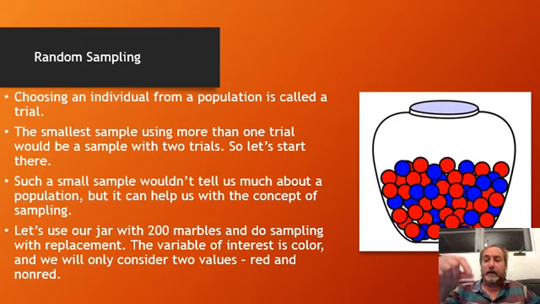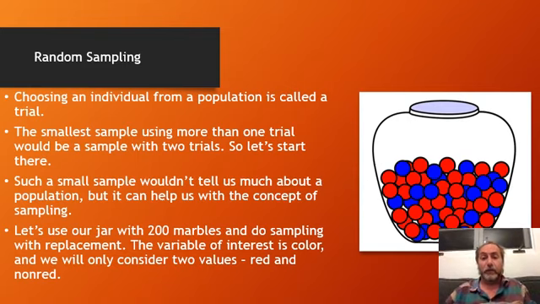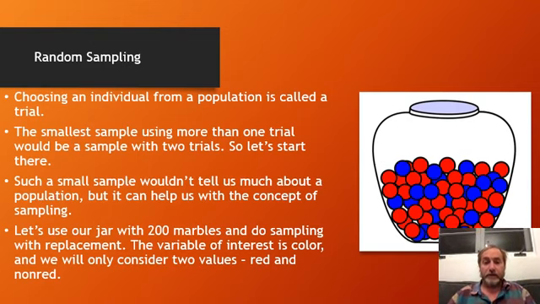Okay, a little terminology. That act of pulling a marble out of a jar, choosing an individual from a population, choosing a male from the male population of the U.S., is called a trial. So a single trial is a sample, a sample of one. Let's deal with the smallest sample that's more than one, which would be two trials. Of course, such a small sample would not tell us much about whatever population we're drawing from, but it does help us conceptualize sampling. So we're going to start there and then build up.